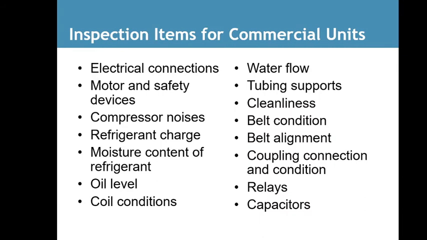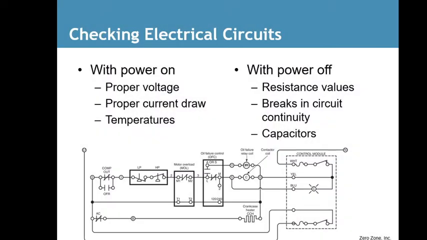Inspection items for commercial units. We'll go through these one by one through the PowerPoint and using other videos. Checking electrical circuits with power on and with power off. Some of the circuits that you'll be checking are defrost timers and systems, crankcase heaters, internal motor windings, solenoid valves, electrical interlocks, various other accessories.